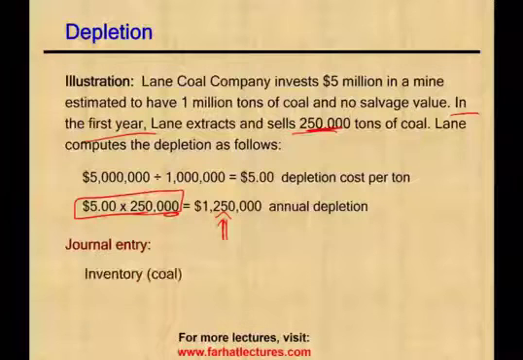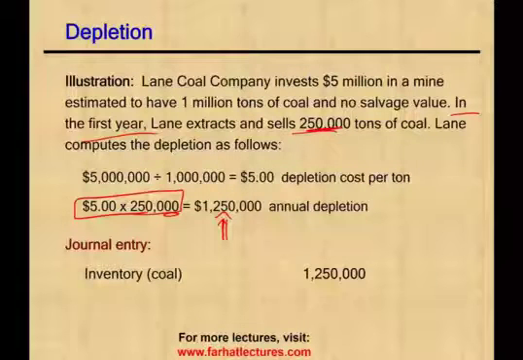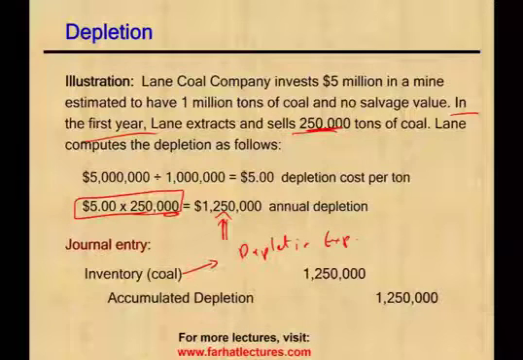What's the entry? We debit inventory of coal. Why? Because we extracted the inventory. Now we have inventory of coal, 1,250,000, and we credit accumulated depletion. Now, you might see something different in your textbook. In your textbook, they might say you debit depletion expense. It all depends on, this is why this is a topic a little bit beyond the scope of the course.